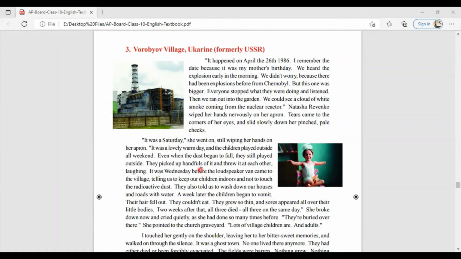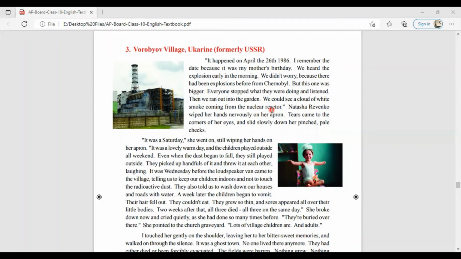So Natasha says that she belongs to Vorbyo village in Ukraine. On April 26th, 1986, which was her mother's birthday. She remembered the date as well as the year because it was her mother's birthday, and also some horrible incident had taken place. What was that? Let us see. A big explosion from a nuclear reactor, on the same day that Natasha's mother was celebrating her birthday. It occurred in the morning.